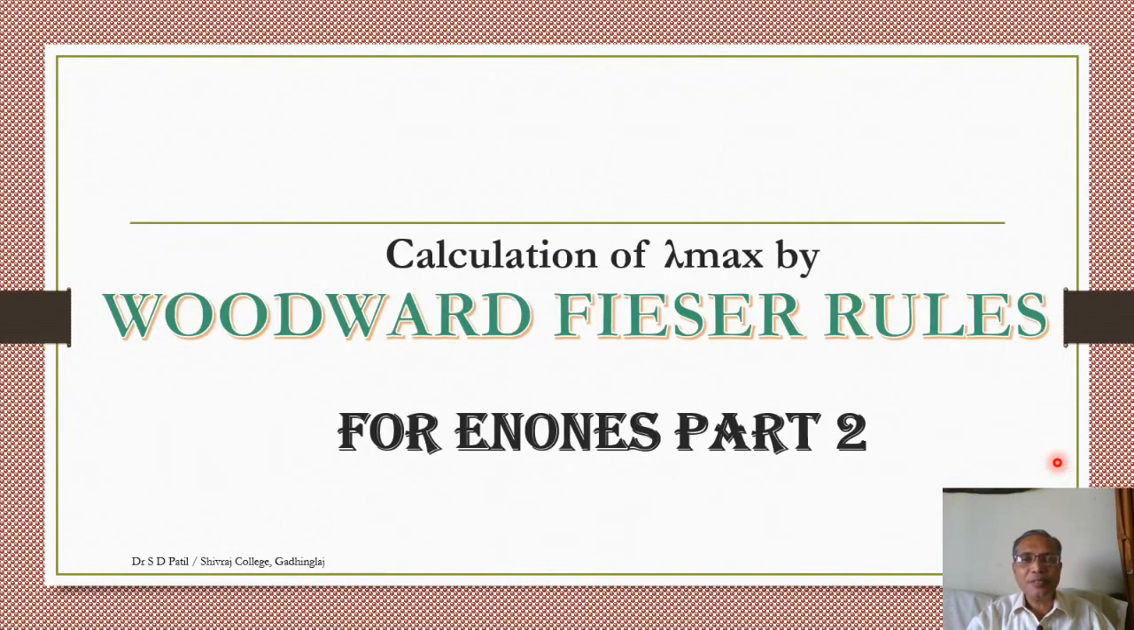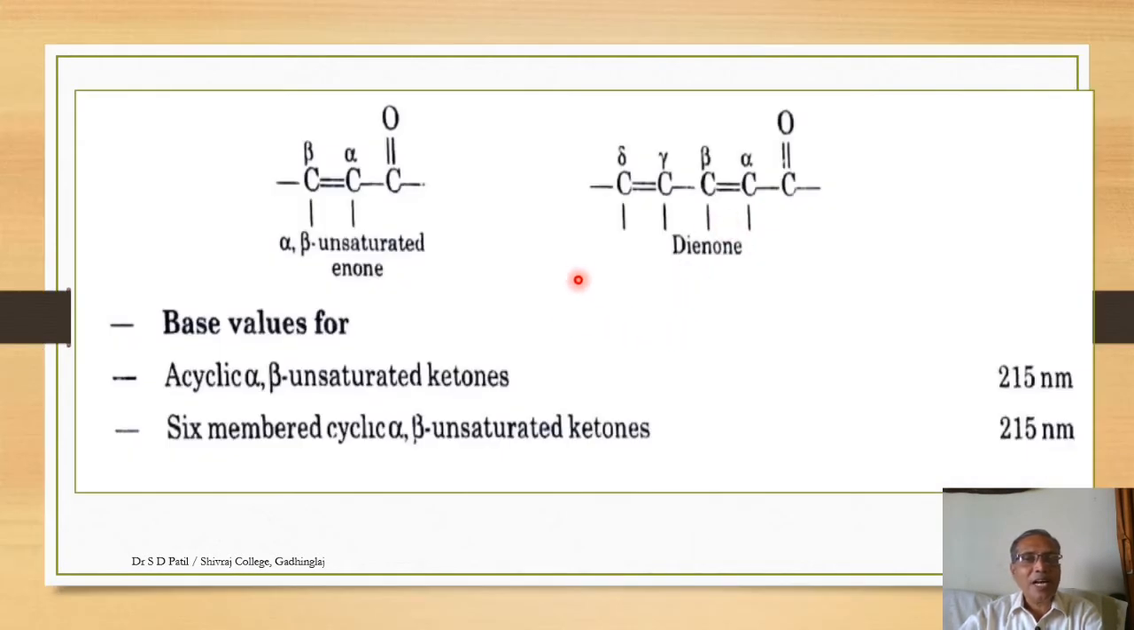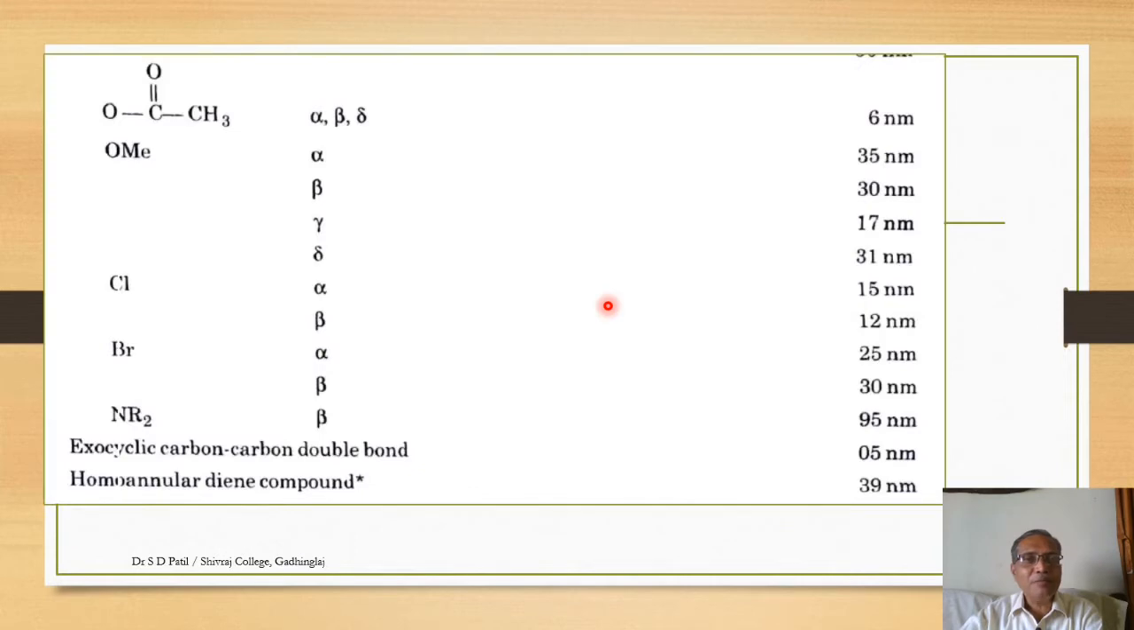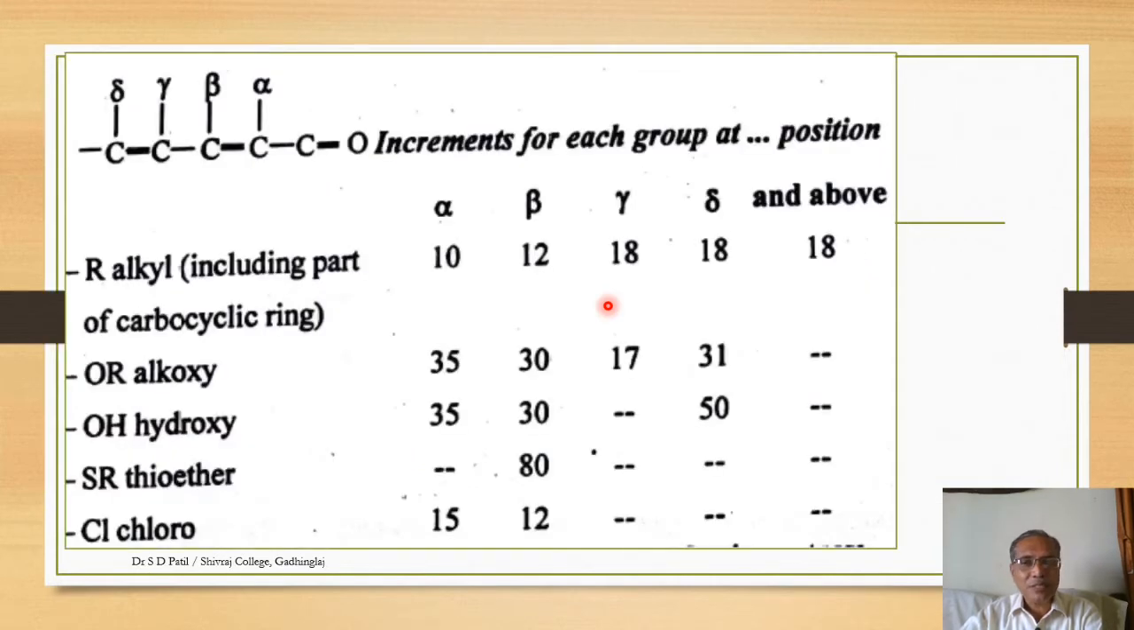So let us continue with the Woodward-Fieser rules for enones. This is the second part of the calculation. This chart we have seen in the first lecture also. This is an alpha beta unsaturated enone. It is an enone because there is a double bond and there is one ketone. This is a dienone because there is a carbonyl group and there are two double bonds. So the base values, the chart we have seen in the earlier lecture. This data is available with the question paper also, and it is readily available for calculation.